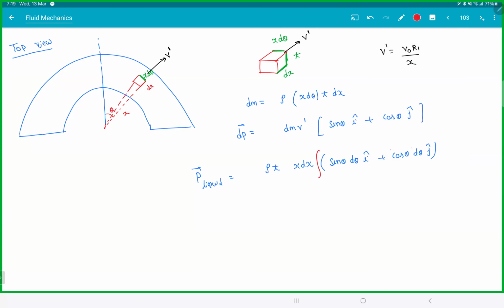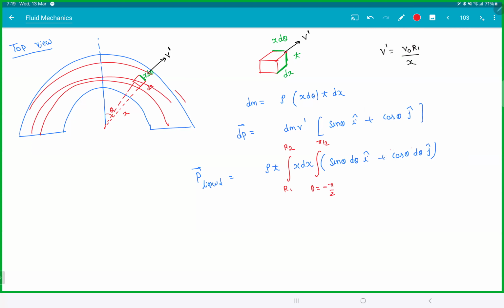Double integration. In this integration theta will go from minus 90 to plus 90. In this integration x will go from r1 to r2. There are two variables here. X is changing, theta is also changing, isn't it? So you have to double integrate that. Meaning when you're integrating for the entire semicircle, and then you're integrating all semicircles.